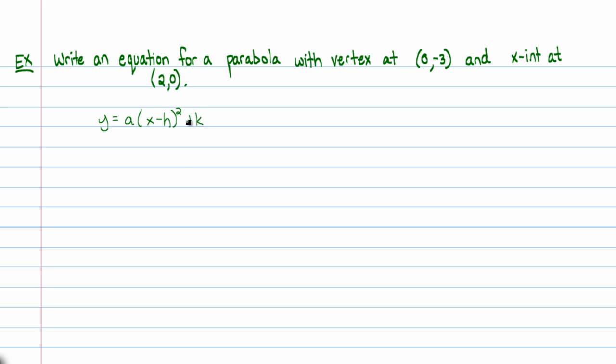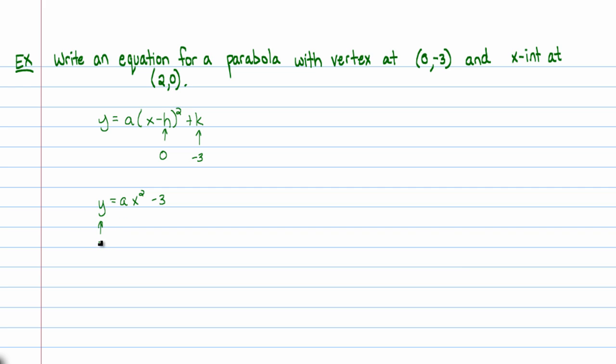Now they've told me the vertex is at 0, negative 3. At x equals 0, so in other words that h right there is 0. And this k right here will be a negative 3. So let me substitute those in. I get y is equal to a times x squared minus 3. And then they tell me the x-intercept is 2, 0. Now I don't really care that it's the x-intercept. All I really care about is that it is a point that I can plug in to find this value of a. So let me let y be 0.